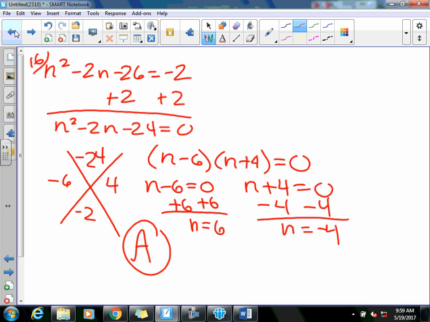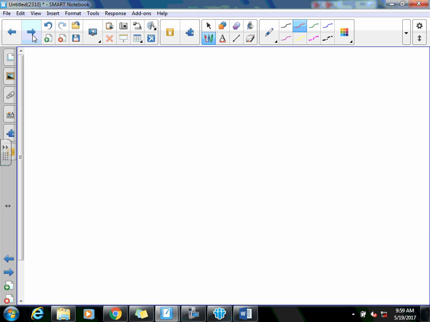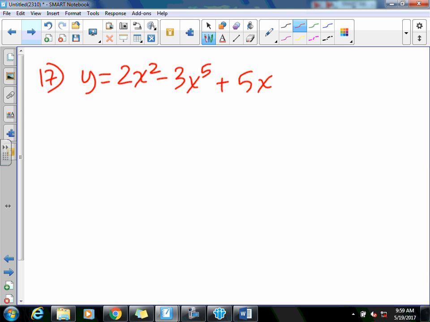Okay. Number 17. Y equals 2x squared minus 3x to the 5th plus 5x. Ladies and gentlemen, we should not be getting this problem wrong. Let me tell you why. I think what some people are doing is they're only looking at the first term, and they think that if the exponent on the first term is a 2, then it doesn't matter about anything else. It's automatically a quadratic equation. And that is just not true.